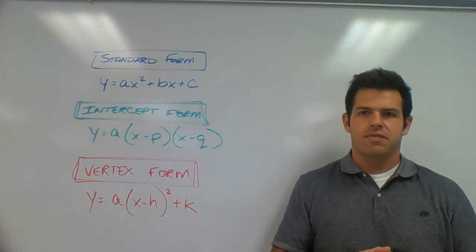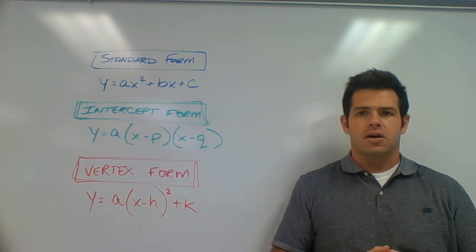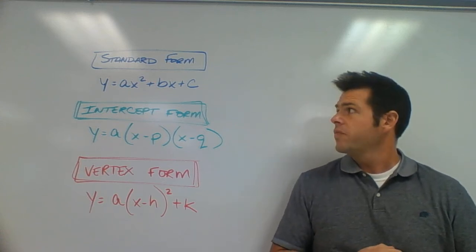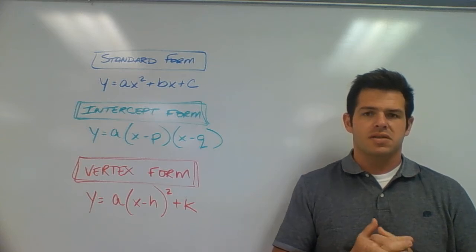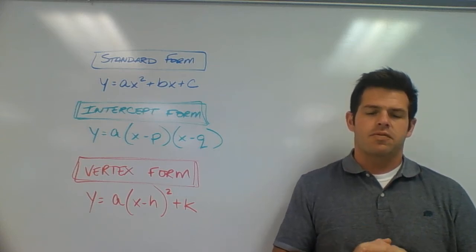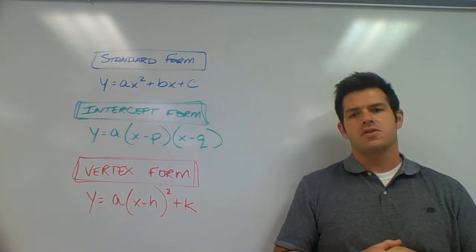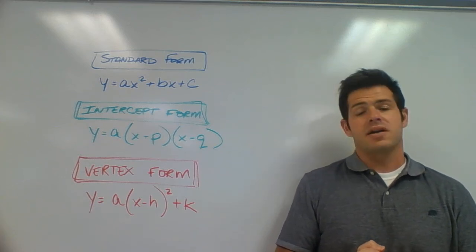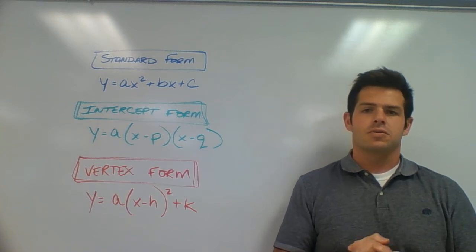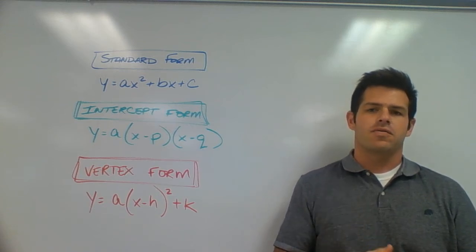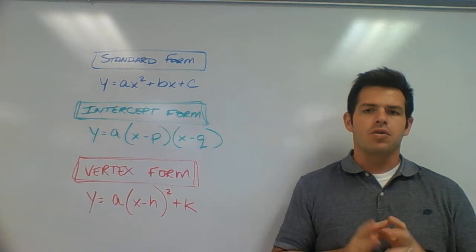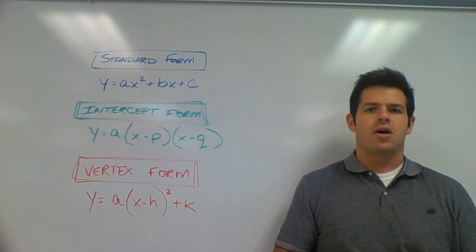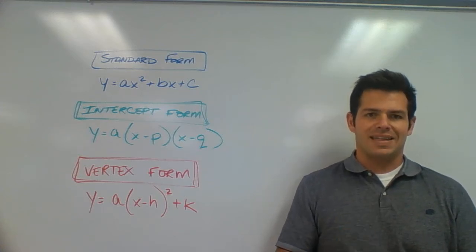So I can't stress this enough. The 3 things I have up there in the blue you can see is standard form of a quadratic function. We've got y is equal to ax squared plus bx plus c. We have the intercept form for a quadratic function. Y is equal to a times the quantity x minus p times the quantity x minus q. And then finally our vertex form, y is equal to a times the quantity x minus h squared plus k. Those 3 things say the same exact thing.